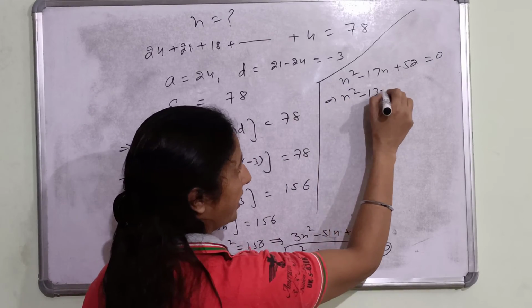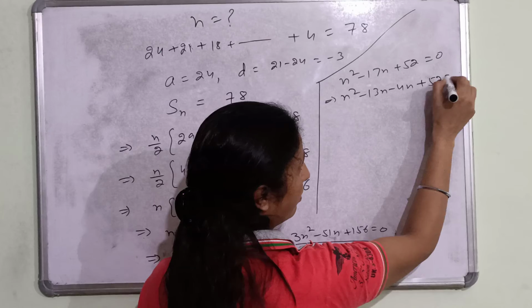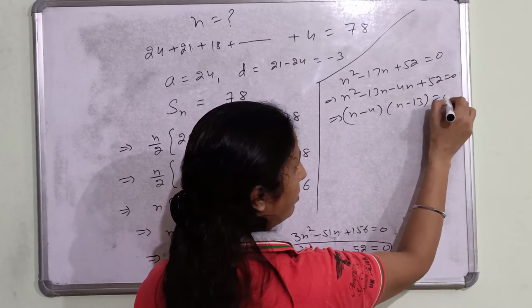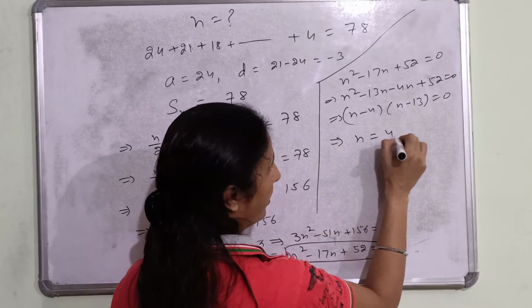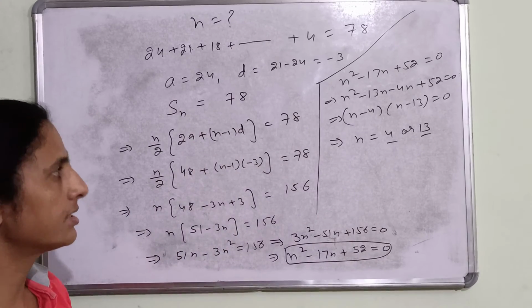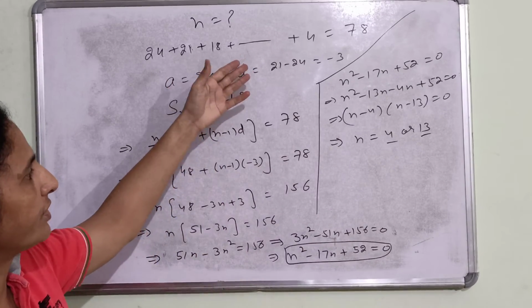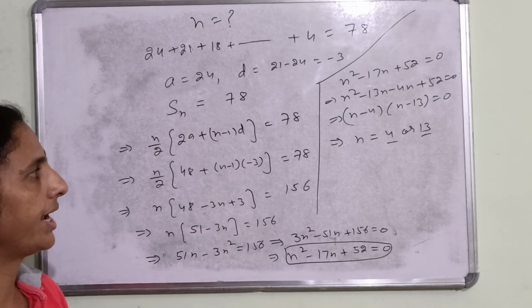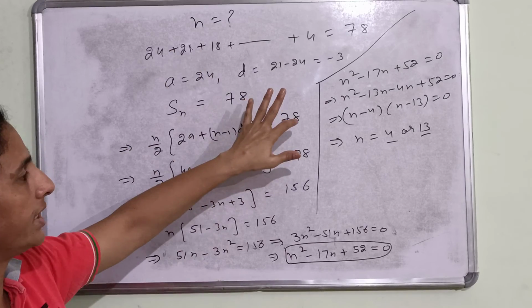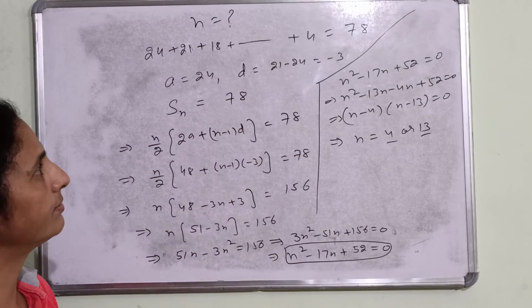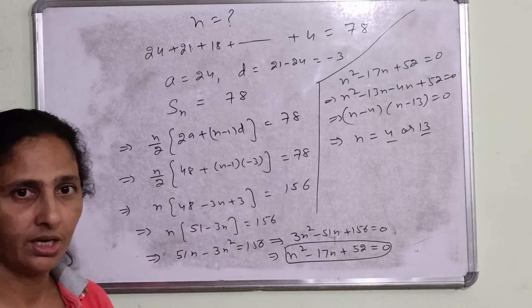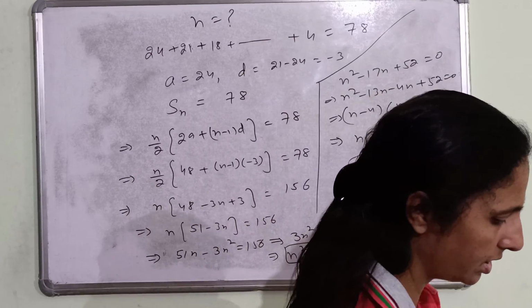n square minus 13n minus 4n plus 52 equal to 0. So we have (n minus 4)(n minus 13) equal to 0. So we have two values of n, 4 or 13, and both are natural numbers. So the number of terms could be 4, or the number of terms could be 13, right? So the sum of 4 terms is 78 and the sum of 13 terms would also be 78. So both numbers are possible. Is that clear?